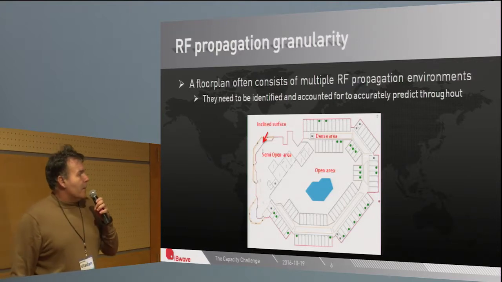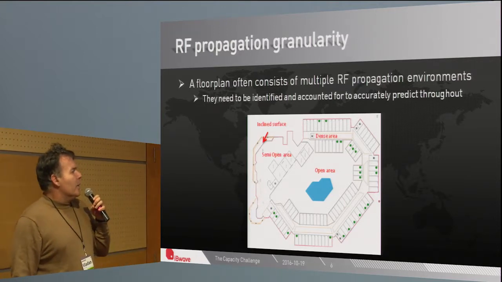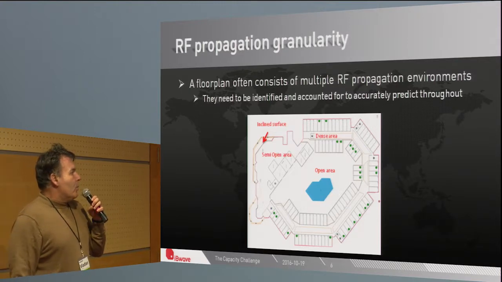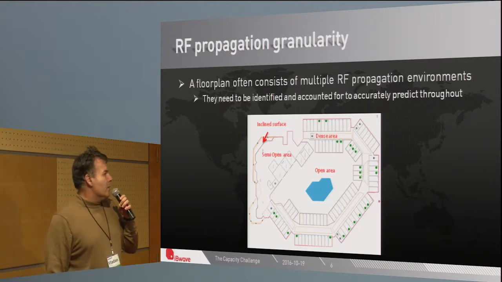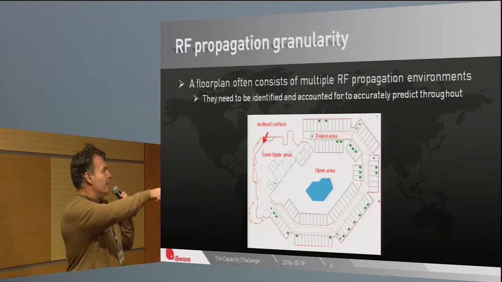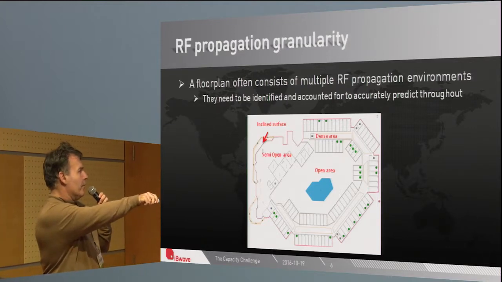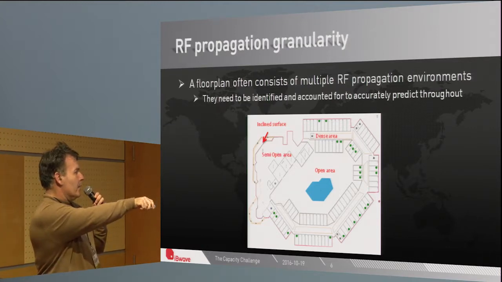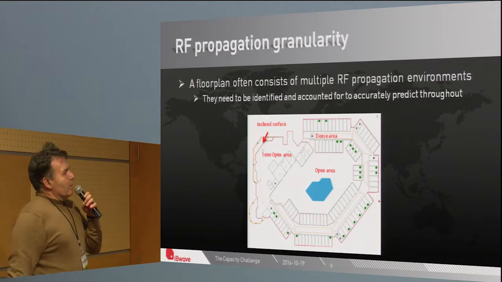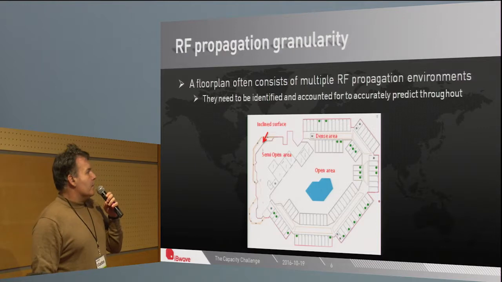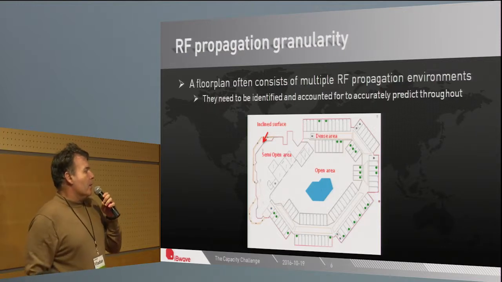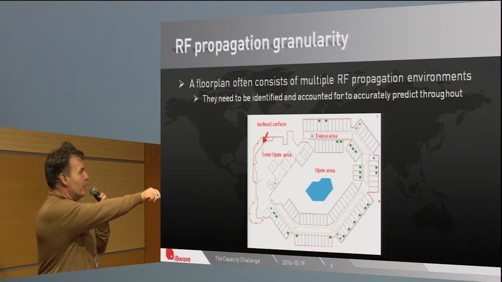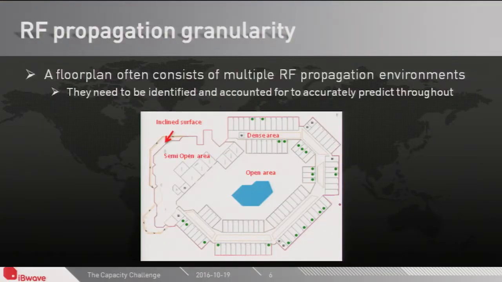What I have here is a floor plan of a hotel where in the middle is a swimming pool, around it are hotel rooms, to the left is the area where you have ballrooms, and finally there is the entrance area. So you have a really heterogeneous RF propagation. In the middle it is open space, it is very dense where the hotel rooms are, and in front of the ballrooms you have a semi-open area.